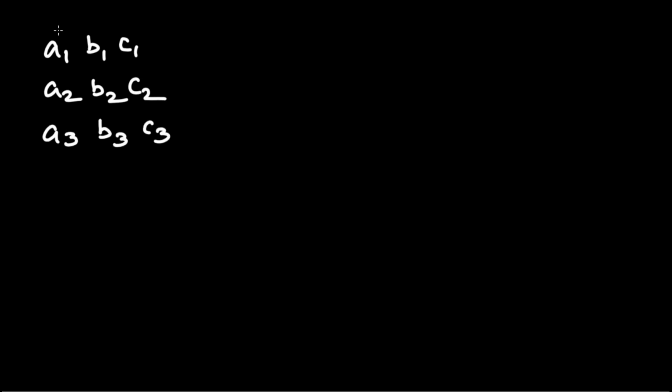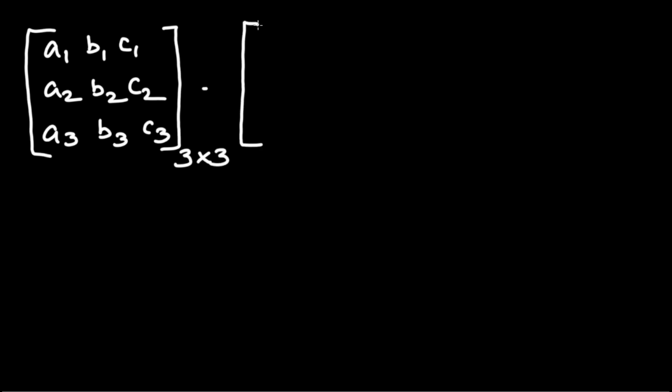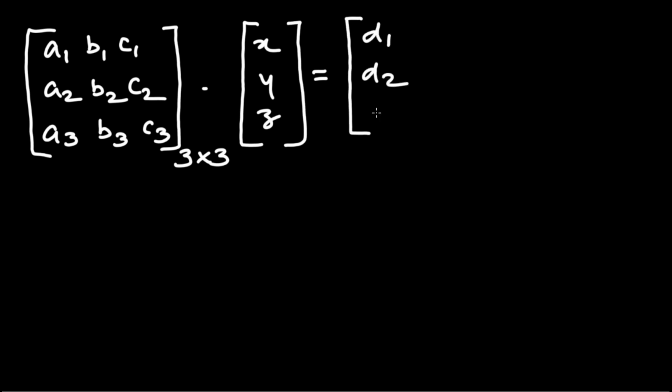Consider a matrix multiplication of a 3 by 3 square matrix with rows a1, b1, c1; a2, b2, c2; a3, b3, c3, multiplied by a column matrix x, y, z. Suppose this matrix product is equal to another column matrix d1, d2, d3. This column matrix has order 3 by 1 and that column matrix has order 3 by 1.